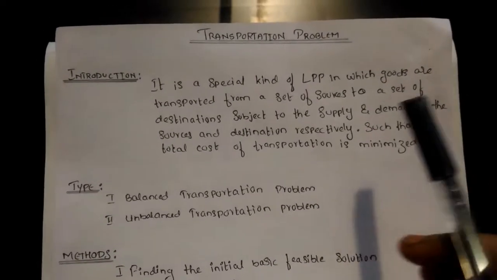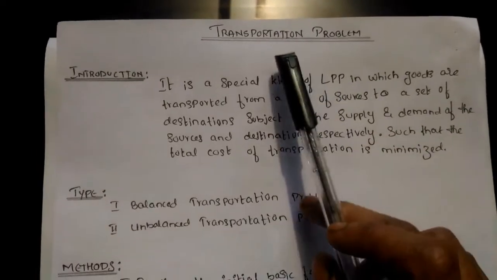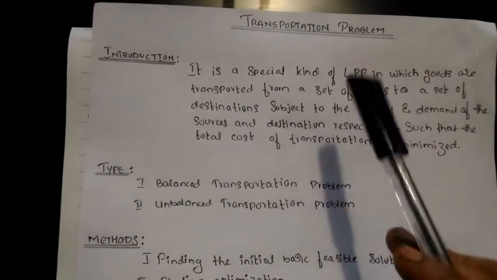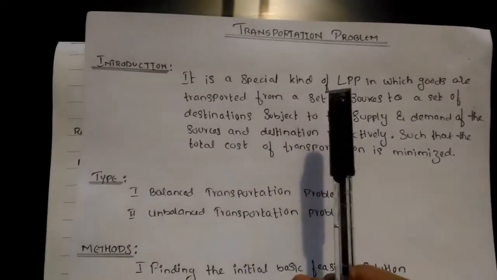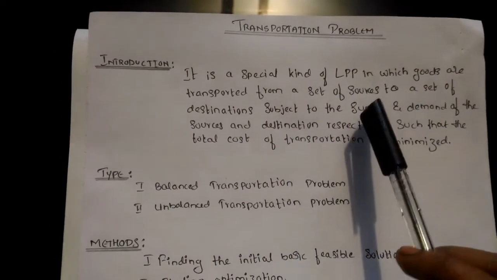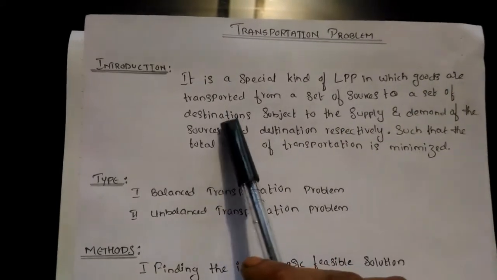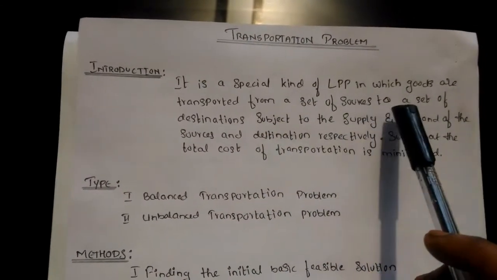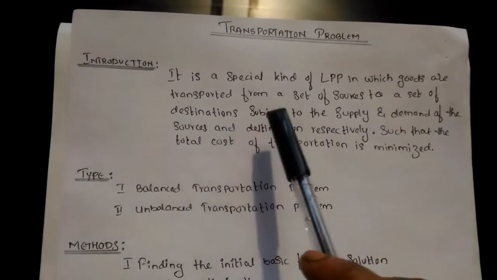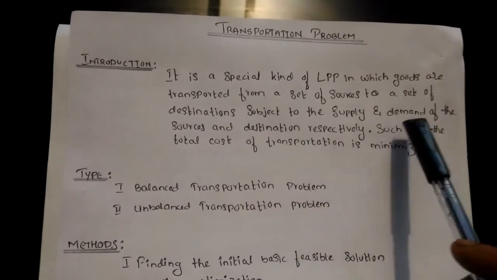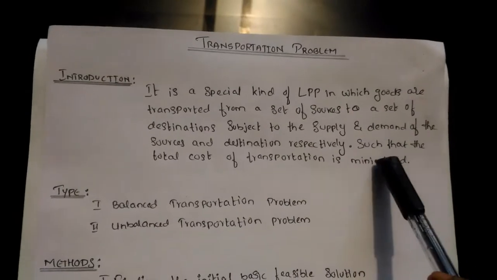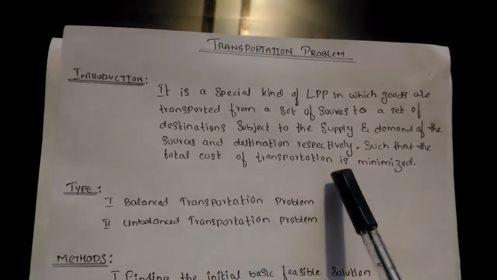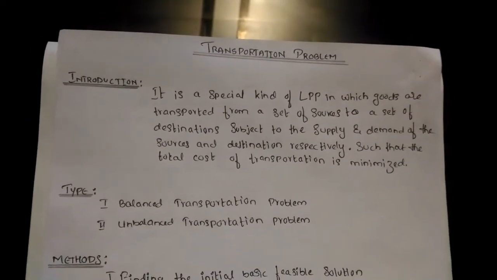Hi friends, in this video we will learn how to solve transportation problem. To start with the introduction, it is a special kind of LPP, linear programming problem, in which goods are transported from a set of sources to a set of destinations, subject to the supply and demand of the sources and destinations respectively, such that the total cost of transportation is minimized.